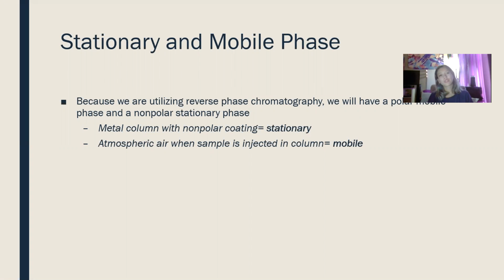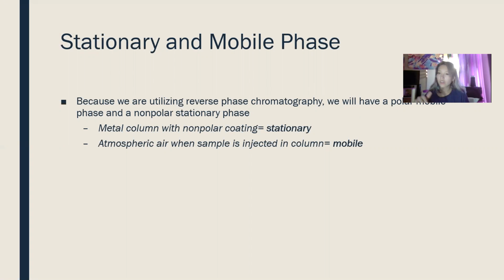Because we're using reverse phase chromatography, we are going to have a stationary and a mobile phase. We're going to have a polar mobile phase and a nonpolar stationary phase. So whenever you see the GC, it's like this box, right? And you inject your substance into a small little hole. There's a metal column where you're injecting it. That metal column with the nonpolar coating is going to be your stationary phase.